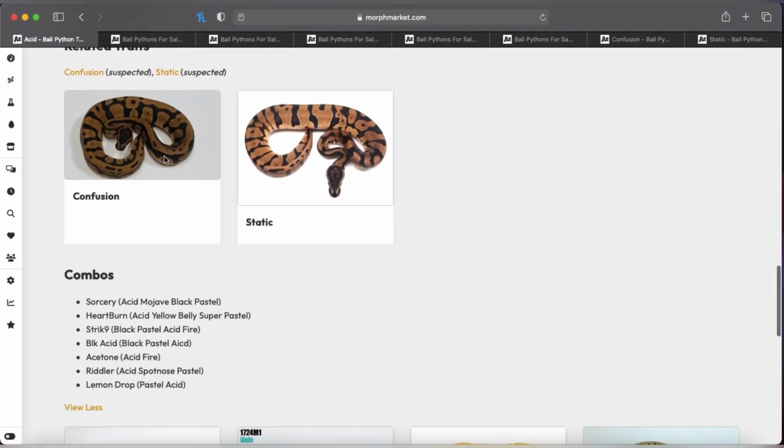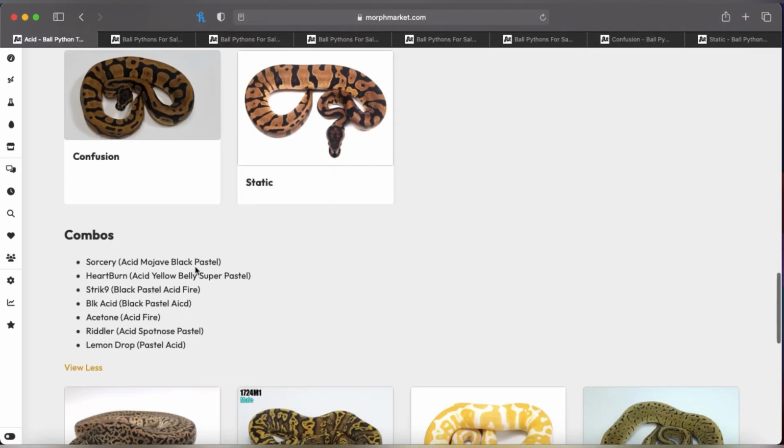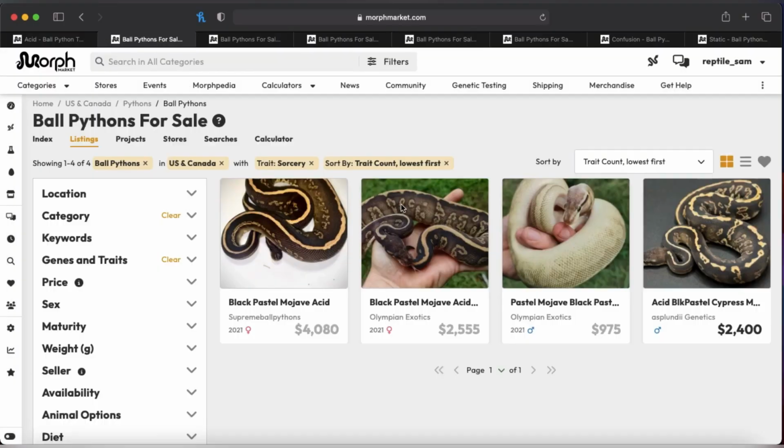So the first one we're going to look at is the sorcery, which is acid, Mojave, and black pastel. We've already covered black pastel in this series of videos, and Mojave is a very common gene as well. So what happens when you throw acid on top of that? You get these really cool looking animals. And they're very expensive too. So let's click on this one right here, because we know that this one is just going to be a black pastel Mojave acid. This one over here has yellow belly in it, so we're just going to click on this girl right here from 2021. So she's going to be 2 years old this year.